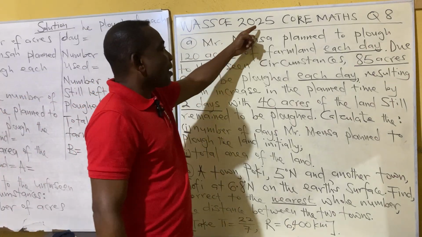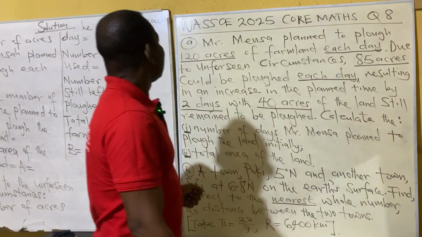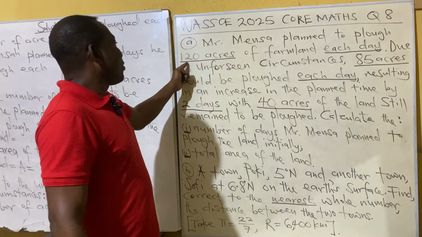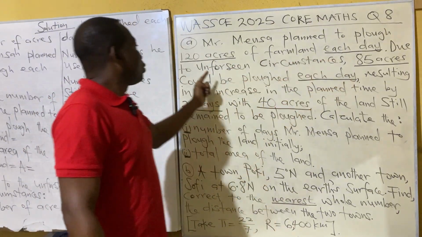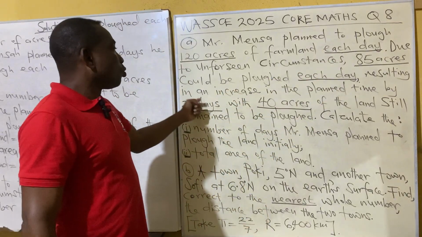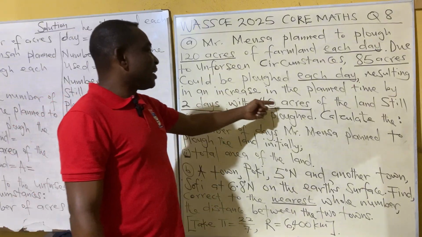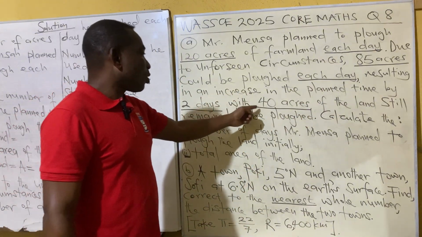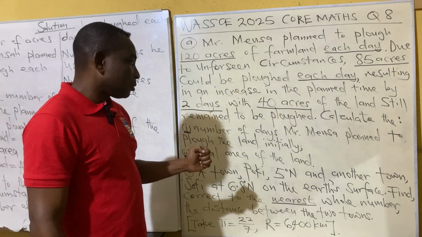WASSCE 2025, Core Mathematics, question number 8. A. Mr. Mensah planned to plow 120 acres of farmland each day. Due to unforeseen circumstances, 85 acres could be plowed each day, resulting in an increase in the planned time by 2 days, with 40 acres of the land still remaining to be plowed.